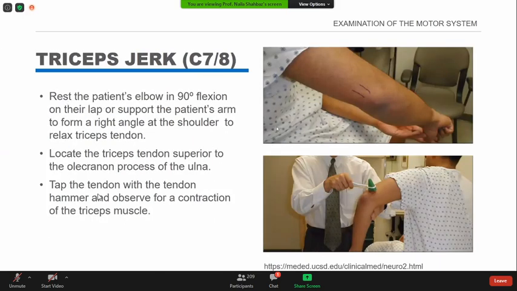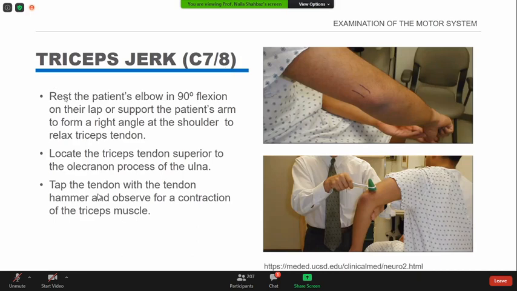Then rest the patient's elbow against your arm, and ask them to hang their hand loosely, or you support it on their lap, and ask the patient's arm to form a right angle at the shoulder to relax the triceps tendon. Locate the triceps tendon. It is located just above the elbow, and you tap the tendon with the tendon hammer. Here, the hammer is struck directly over the tendon, and you do not have to place your fingers on the tendon.